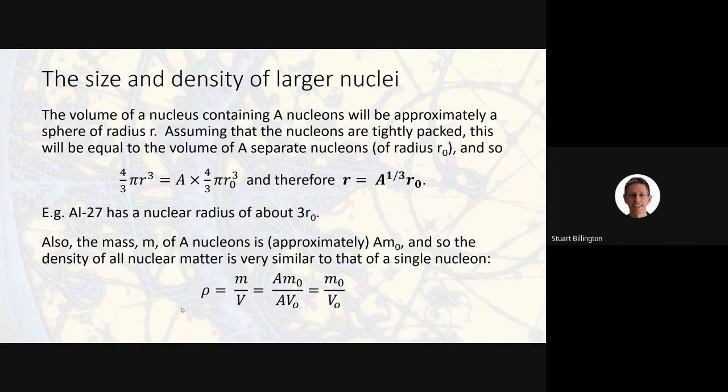So to give you an example that we can easily cube root in our head, aluminium-27 is an isotope of aluminium. It has 27 nucleons in its nucleus. So how big is a nucleus of aluminium-27 compared to a nucleus of just one nucleon, so hydrogen? We need to cube root the 27. So the cube root of 27 is 3. So we would expect that if we placed a nucleus of aluminium-27 next to a single nucleon, then the aluminium-27 nucleus would have a radius about 3 times bigger than the single nucleon.